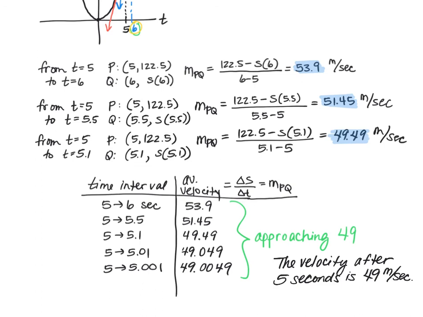So now we can say confidently, it looks like the velocity after 5 seconds is 49 meters per second. To summarize, we could not compute the instantaneous velocity directly. So we computed a whole bunch of average velocities, and every one of these average velocities represented the slope of a secant line. And then we saw that these slopes look to be approaching 49. Therefore, we can say our velocity, which is the instantaneous rate of change at 5 seconds, is 49 meters per second.